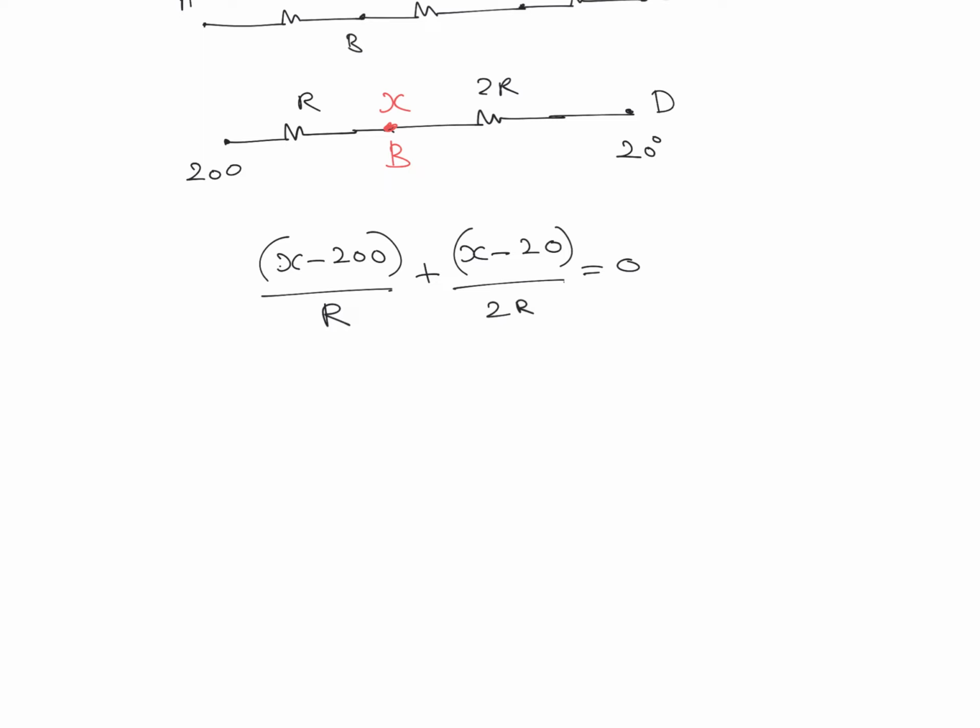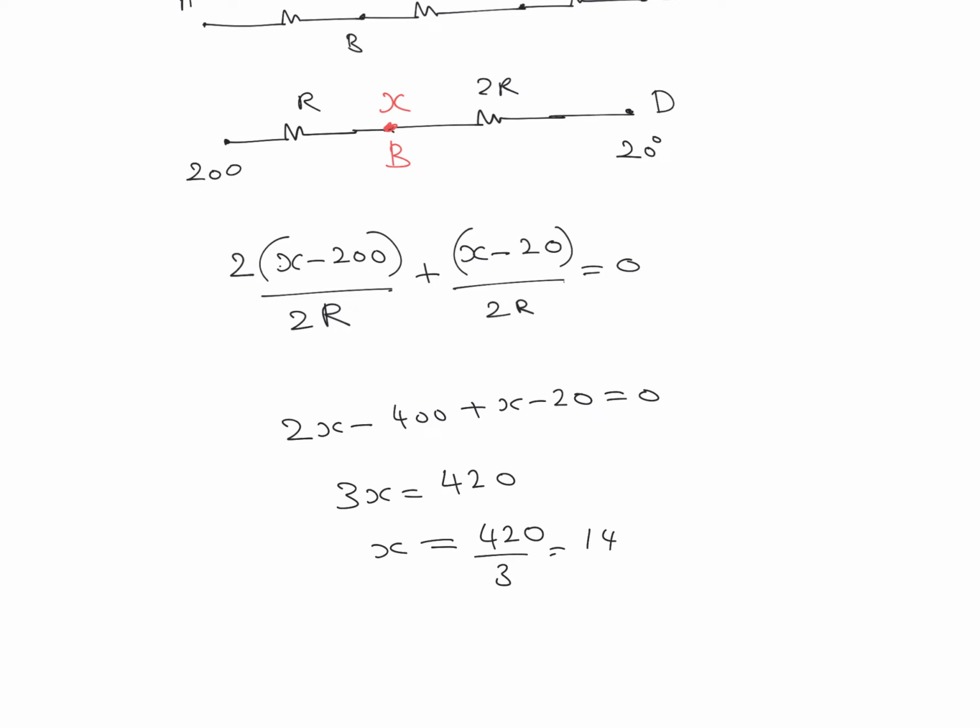So we can write this by taking the LCM of 2R, so you can multiply here with 2 and here by 1. So this 2R will cancel with 0. The remaining thing we can take as 2X minus 400 plus X minus 20 is equal to 0. Or you can write this as 3X is equal to 420. So we can find the value of X over here, which is equal to 420 divided by 3, which is equal to 140.